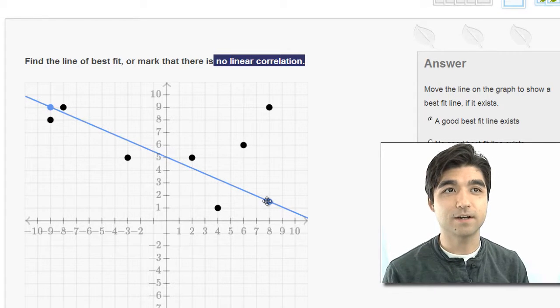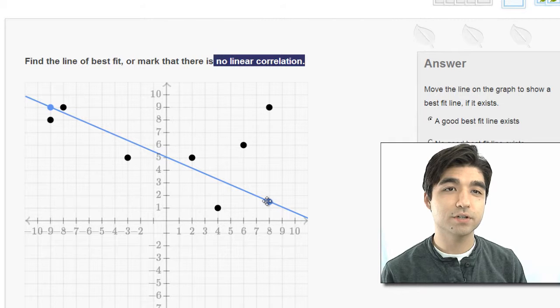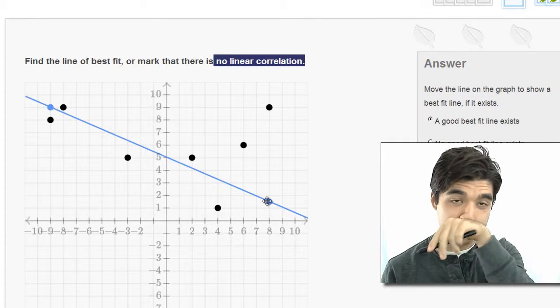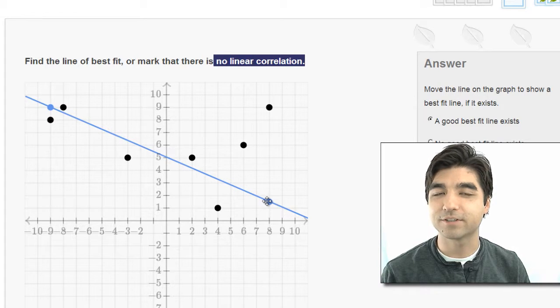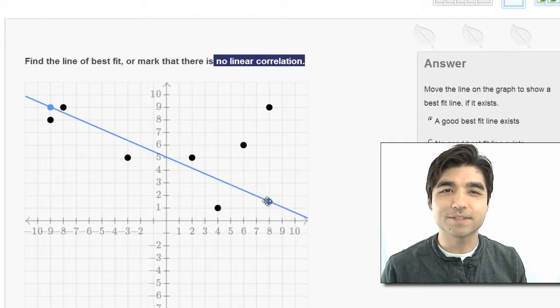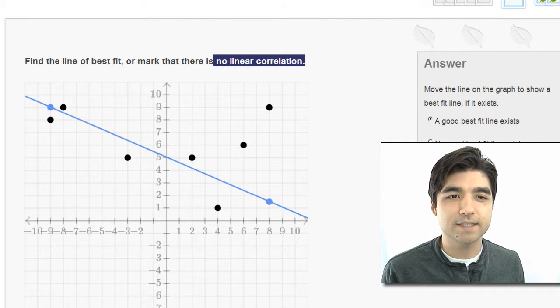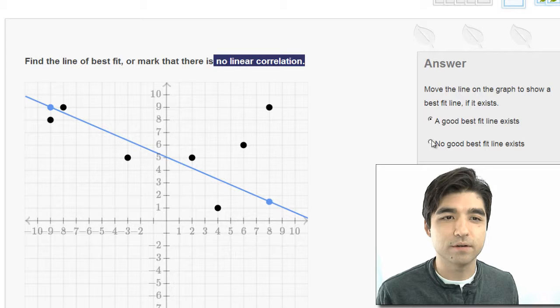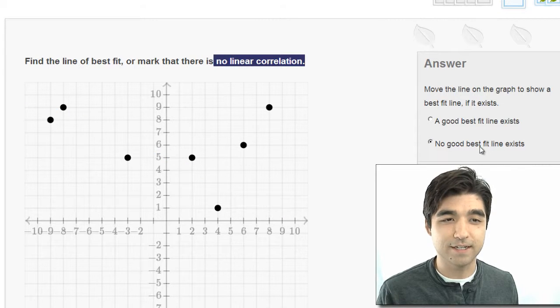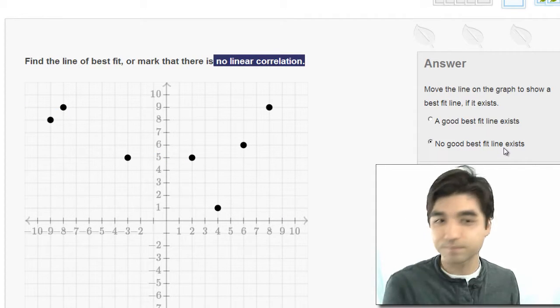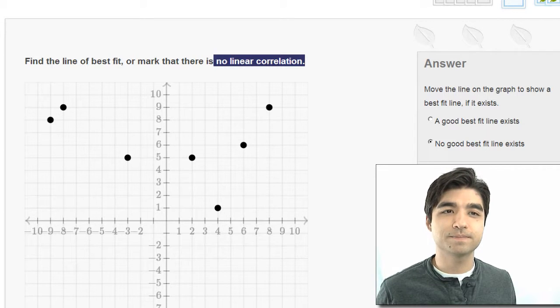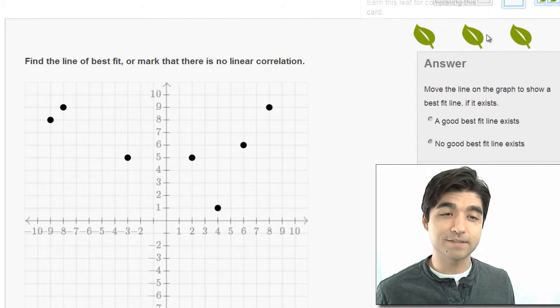Like maybe they did a test on temperature and the amount of relationships at Granger High School, and maybe there's no connection between the two, it's just random data. So on this particular one you would go over here and say no good best fit line exists. Then you hit check answer and we got 3 leaves, so that means that we did good.